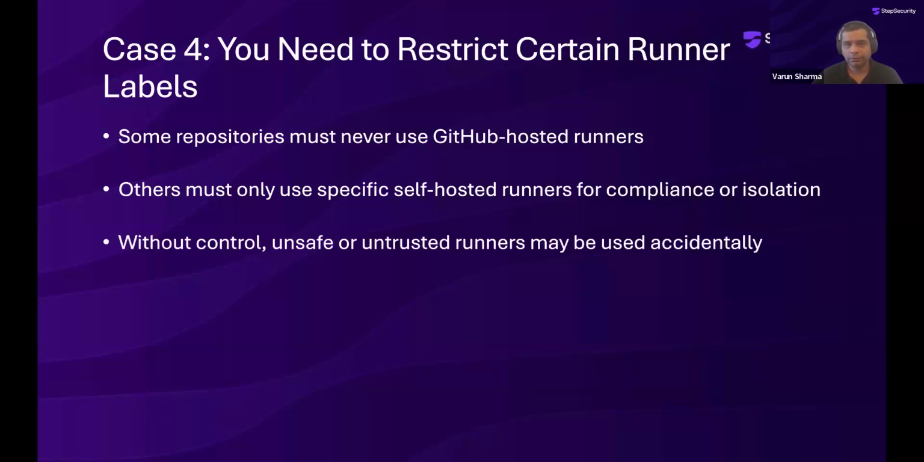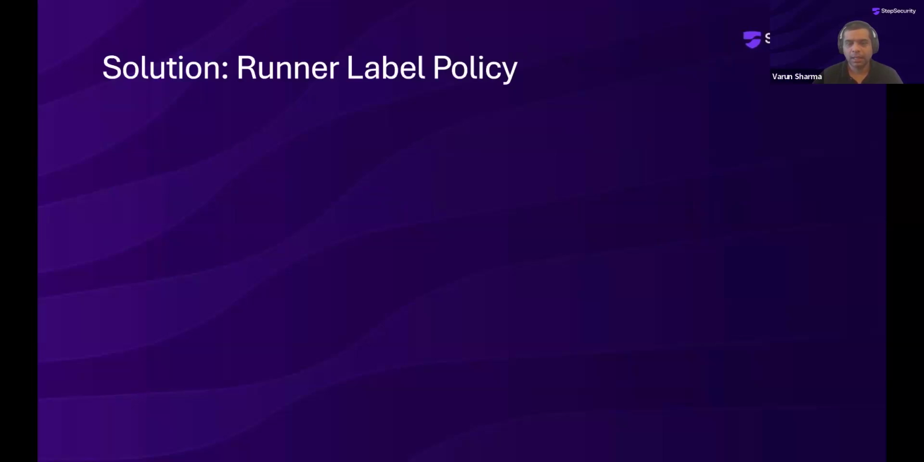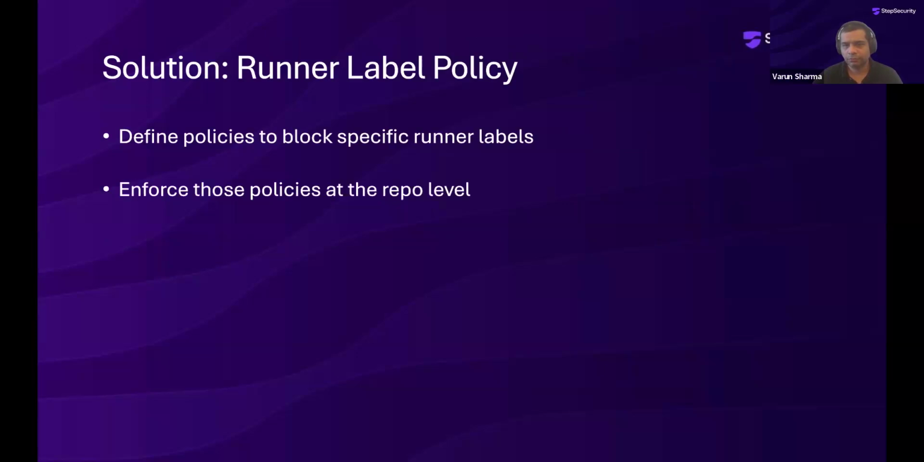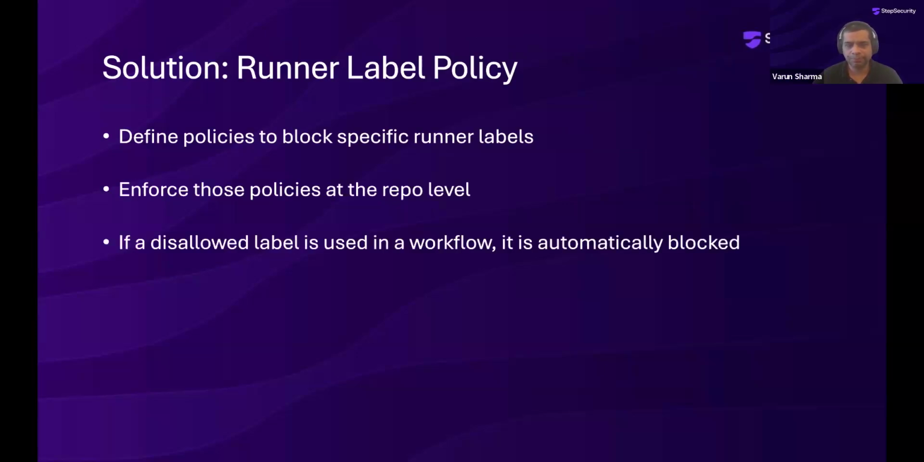And without any kind of control or policy, it becomes hard to enforce this requirement. And so this is where the runner label policy can be used, where you can define a policy to block the use of specific runner labels, and then you can enforce it again at the repo level or also at the organization level. And if a disallowed label is used in a workflow, it will be blocked automatically.